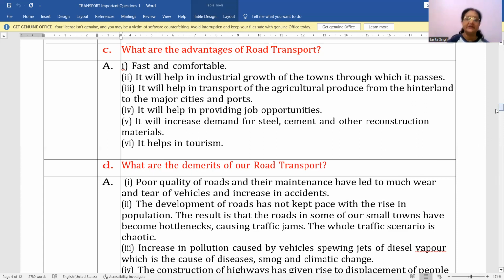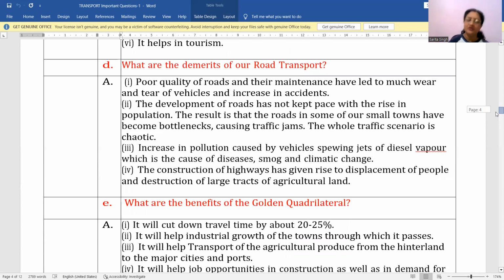अब इनके डिमेरिट्स क्या हैं, डिसएडवांटेजेस क्या हैं? पुअर क्वालिटी ऑफ रोड, ठीक है, बहुत ज्यादा ट्रैफिक, एक्सेस ऑफ ट्रैफिक, and all the different types of vehicles move on the same road, right? So that again reduces the speed of movement. Okay, and the quality of road is one of the reasons for causing a lot of accidents and all.